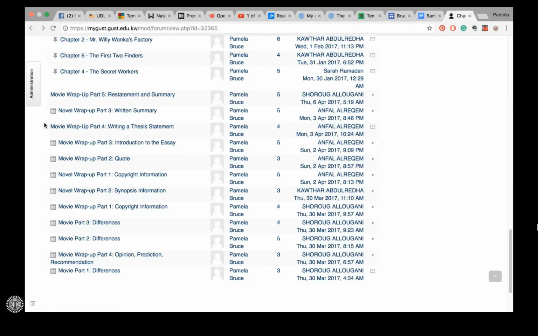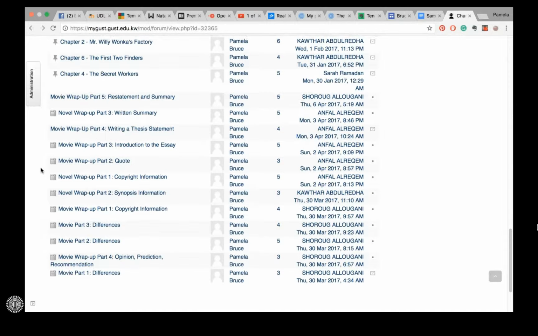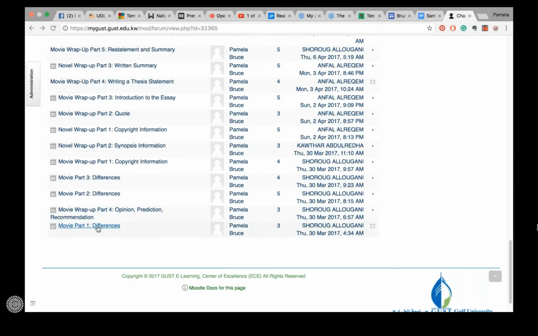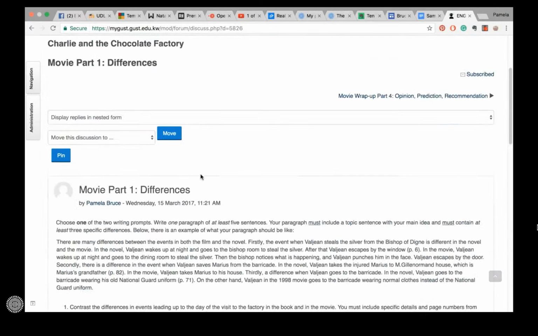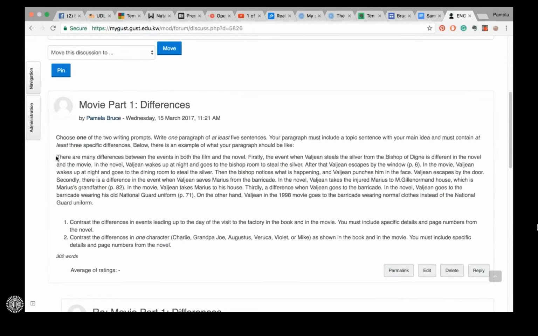And when it comes time for them to focus on the differences, it's broken up into small pieces for them, and they're given, again, an example of how they're supposed to format their paragraph that is looking at either similarities or differences in one particular aspect of the film and novel.